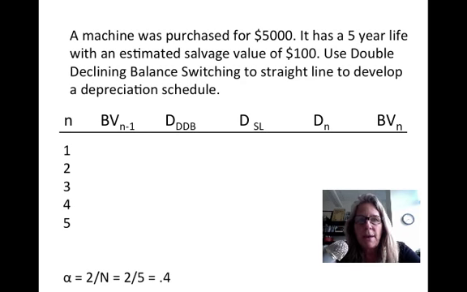So what we have here is a machine that was purchased for $5,000, so that's the investment amount, and it has a 5-year life with an estimated salvage of $100. Use double declining balance switching to straight line to develop a depreciation schedule for this.